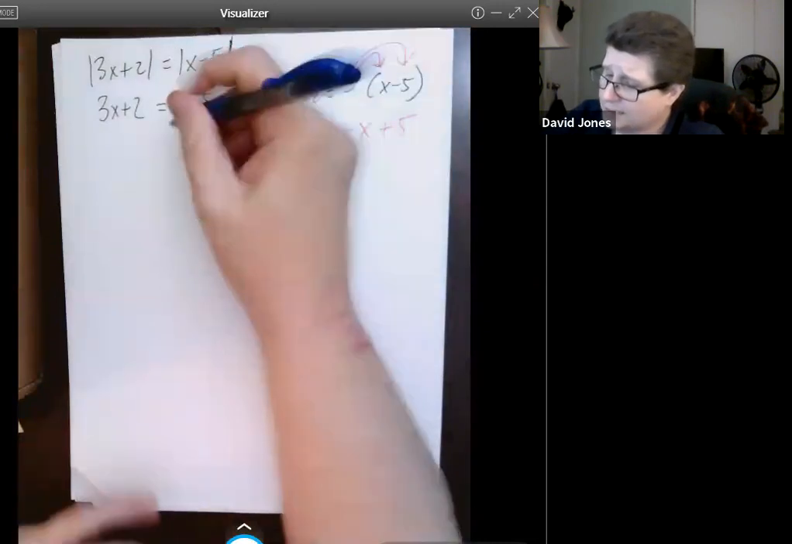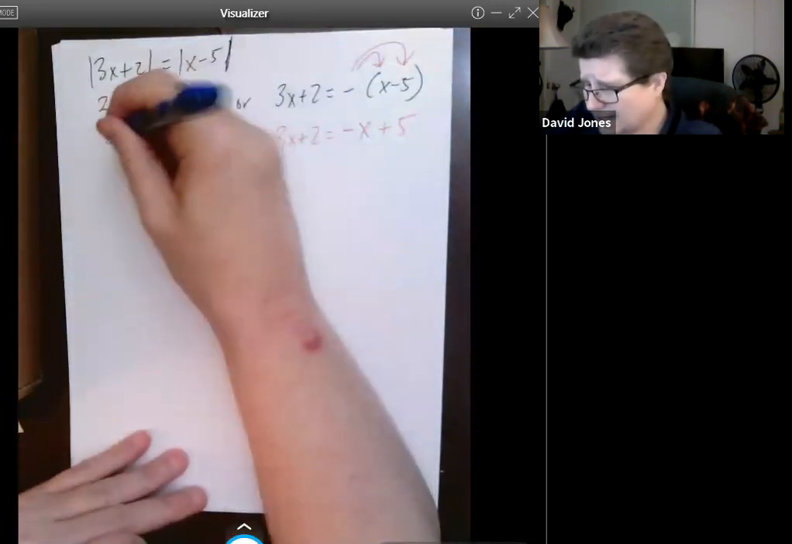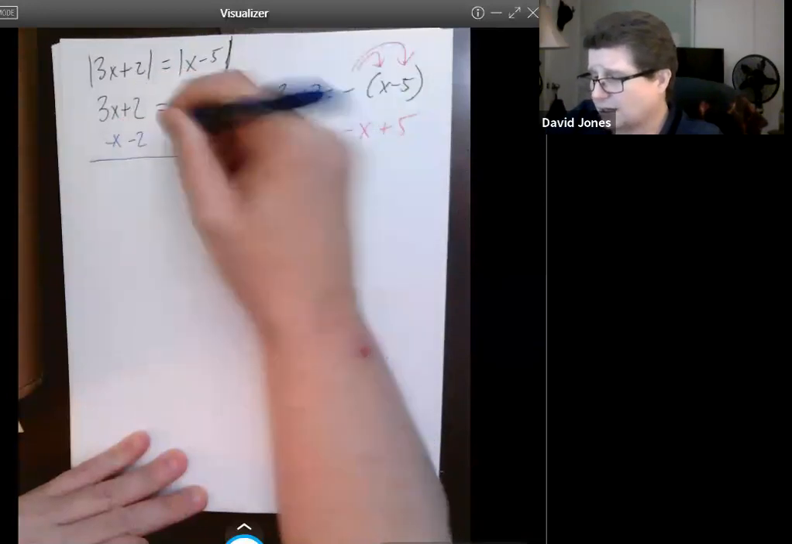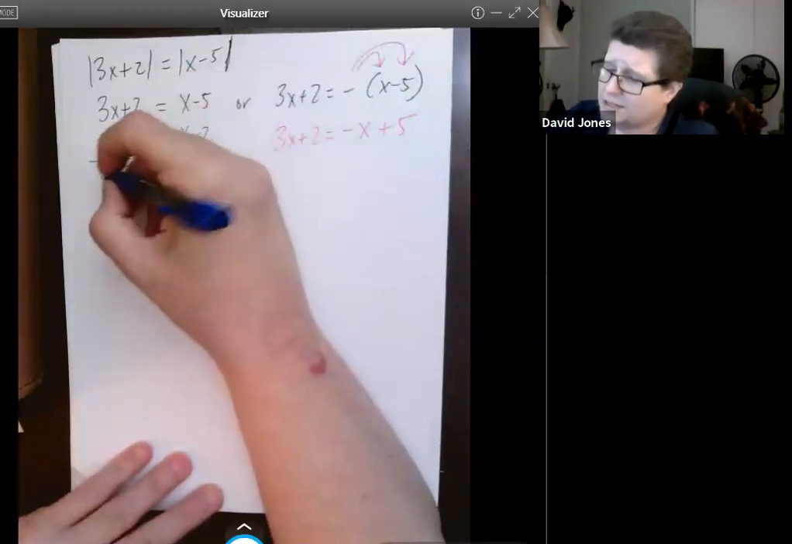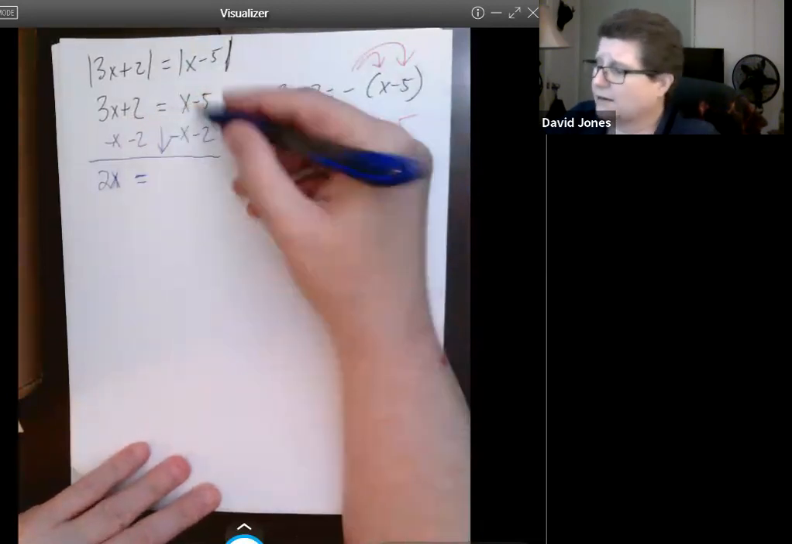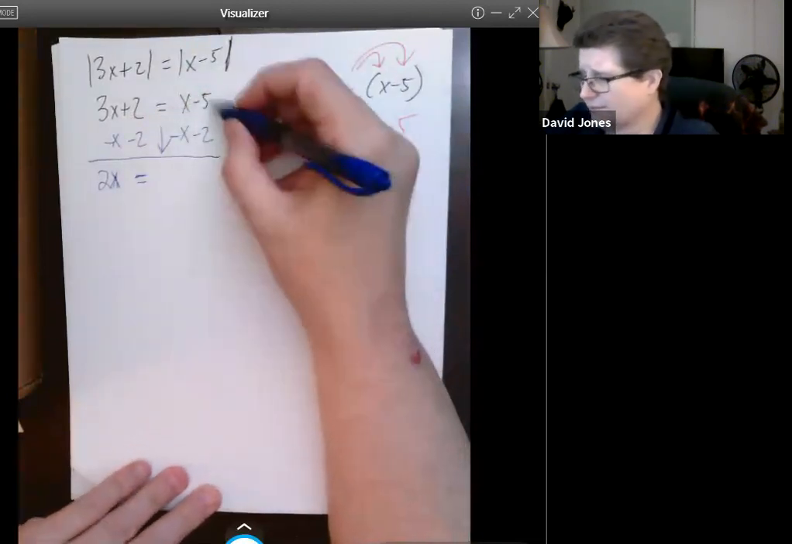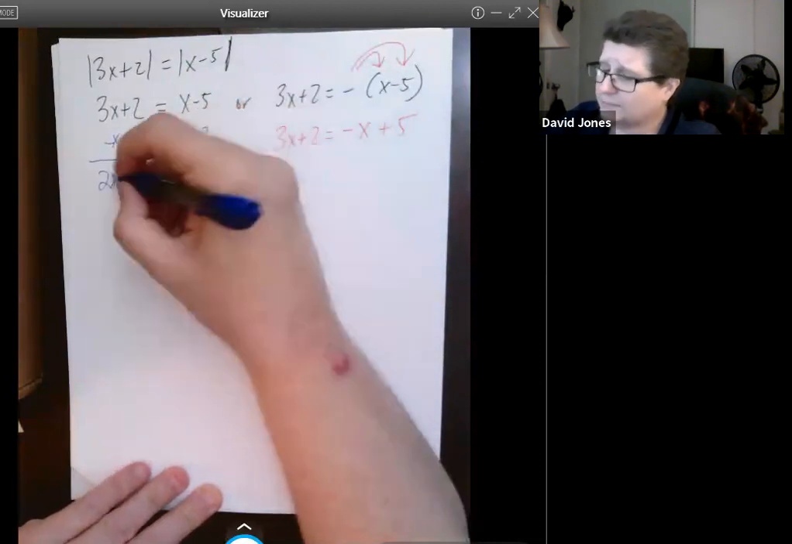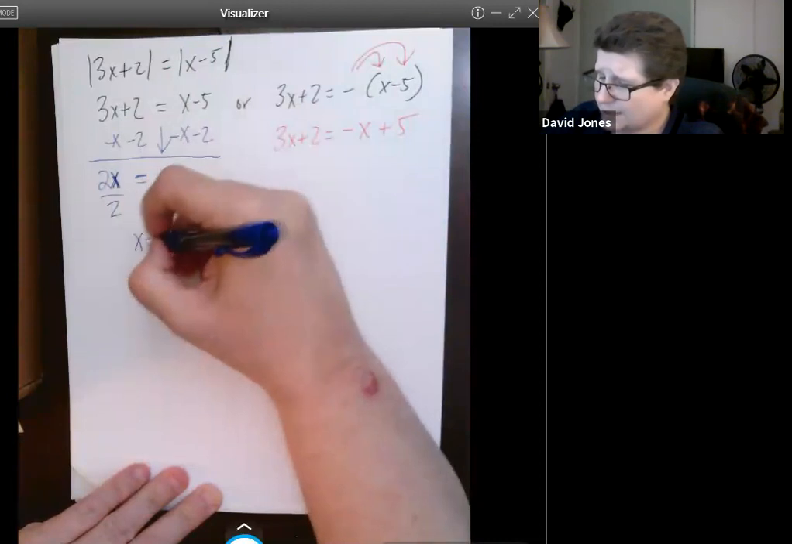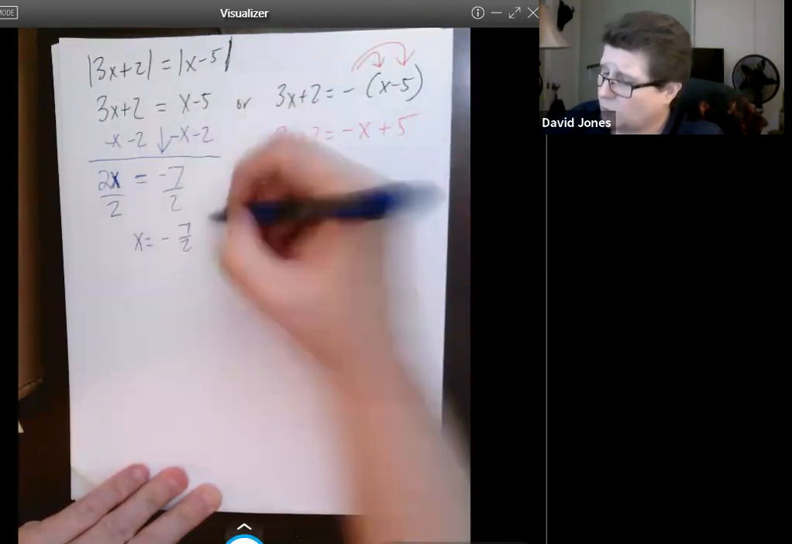In both cases, I'm going to gather x's on one side, and move the constants to the other. So 3x minus x is 2x, and then 2 minus 2 is 0. That's my left side. Right side, x minus x is 0. Negative 5 minus 2 is negative 7. Divide by 2, and I get x equals negative 7/2, or x equals negative 3 1/2.